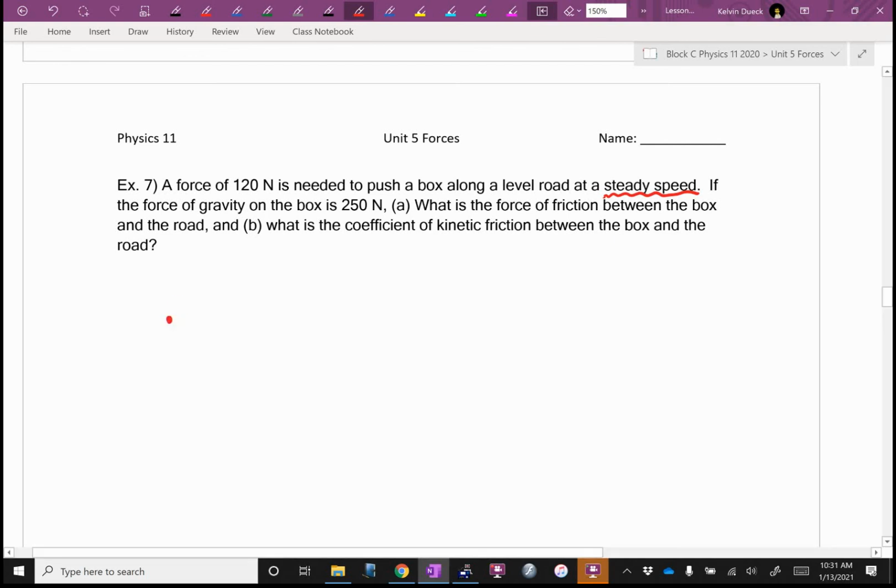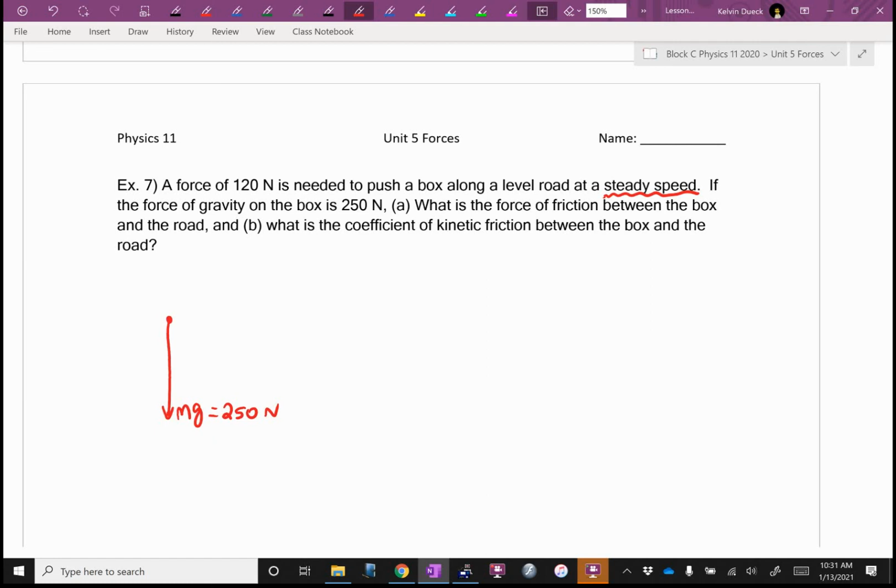What are the forces acting on this box? Get the obvious one. What else, Eduardo? Bigger, smaller, or the same? Oh, by the way, I can even tell you how big gravity is. It told me it's 250 newtons. I'll stick that on there to remind myself, hey, I know it. Also to remind myself, don't multiply that by 9.8. That's not the mass.